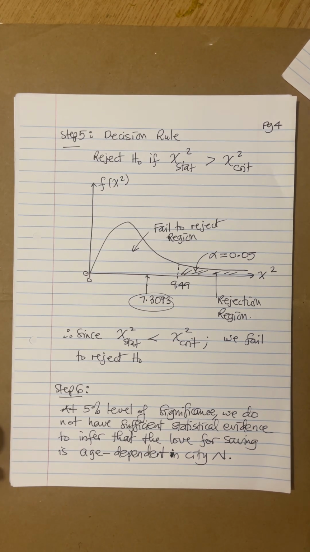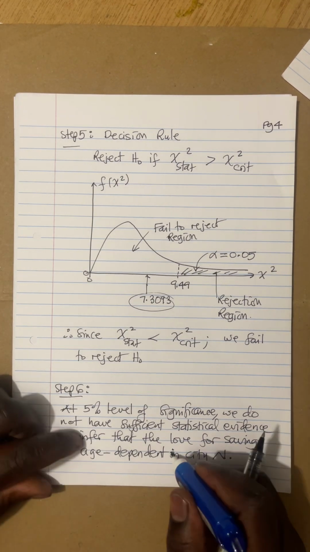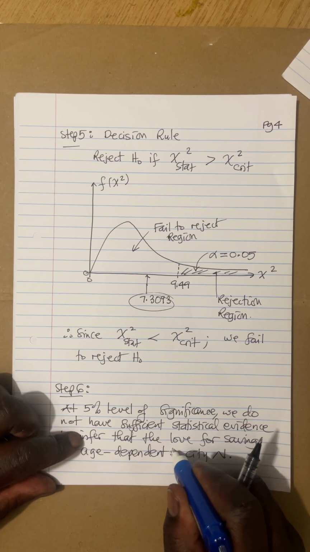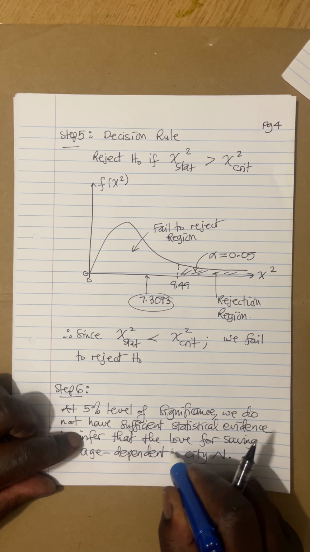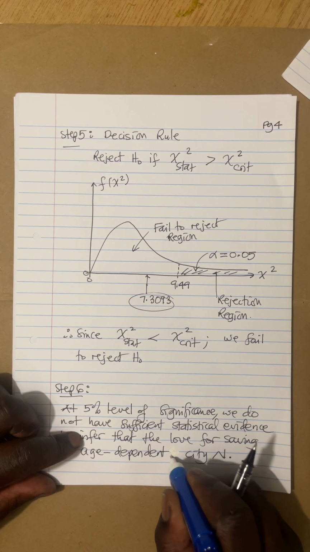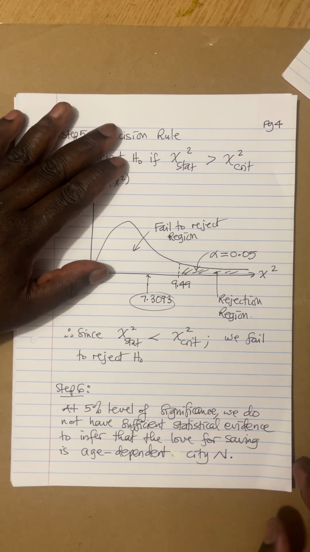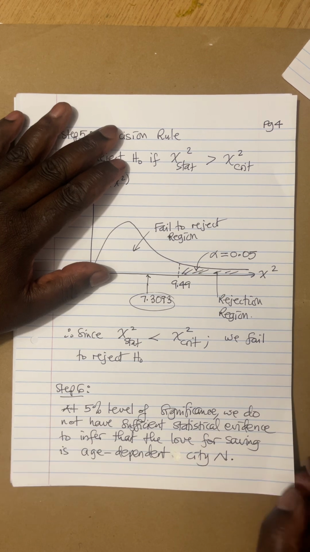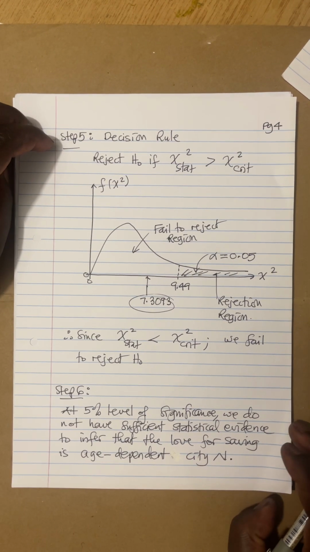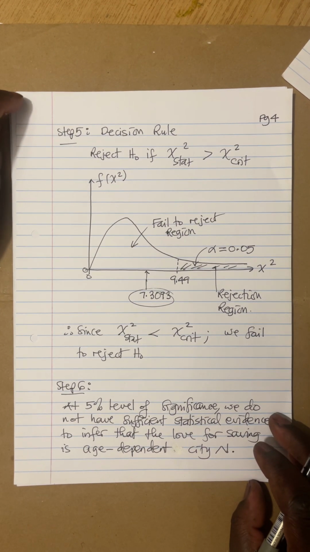Let me just clean this up a little bit. So we are basically saying we support the null hypothesis, and therefore we reject the alternative hypothesis. Right, so this is where I would stop on this one.